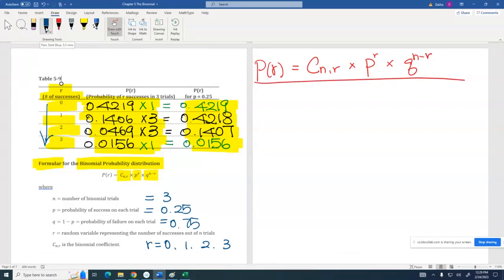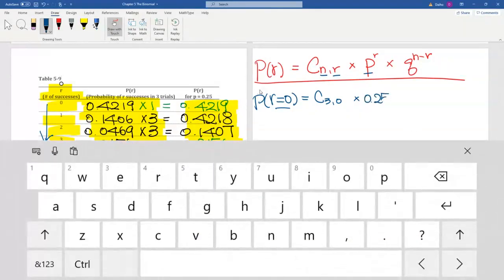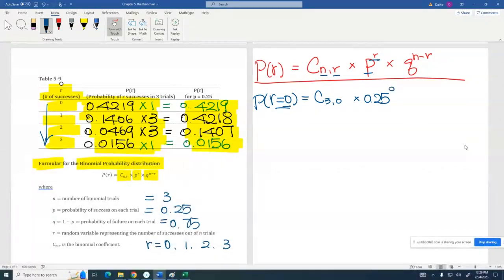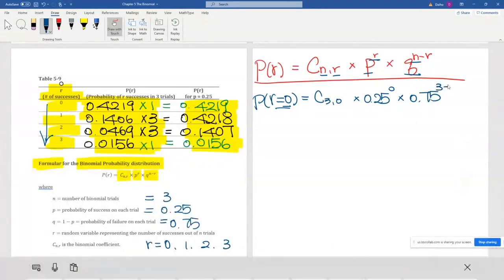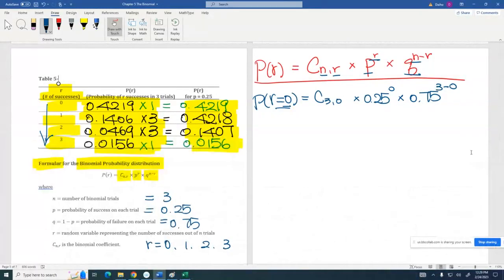Let me take the probability when there is no success. So let me plug in. How many n? 3. What is the r? Now it is equal to 0. What was the probability of success? 0.25. How many r? Now 0. q is 0.75. n was 3 minus r, which is 0. It's a plug-in of every single value. And let me take 3 parts separately.